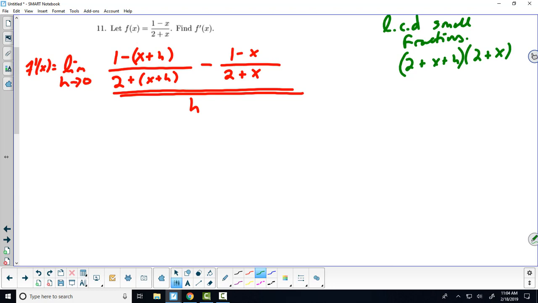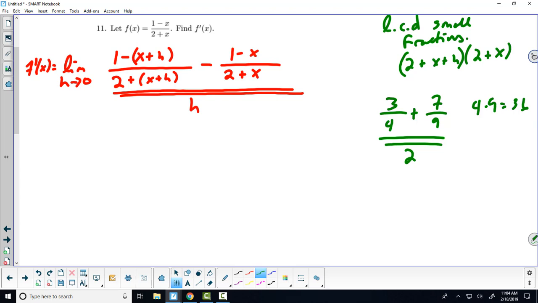So let me give you this example. If I gave you 3 over 4 plus 7 over 9 all divided by 2, what is the LCD for these two smaller fractions? It'd be 4 times 9, which equals 36. Do you see that? But I can't actually multiply those out, so I'll just leave it that way. So this is the LCD for these two small fractions.